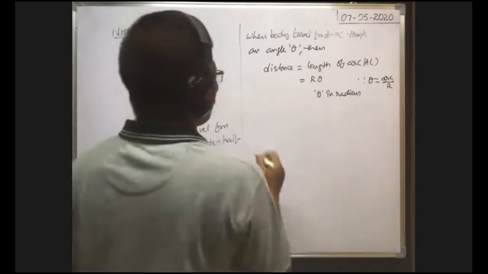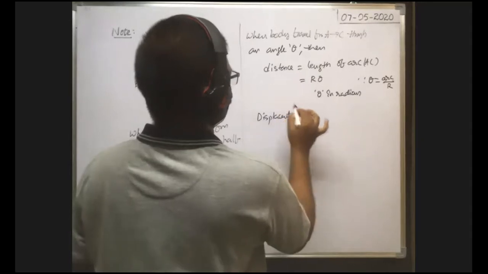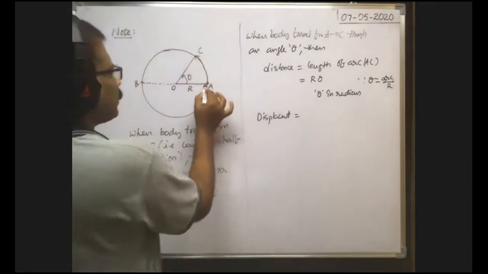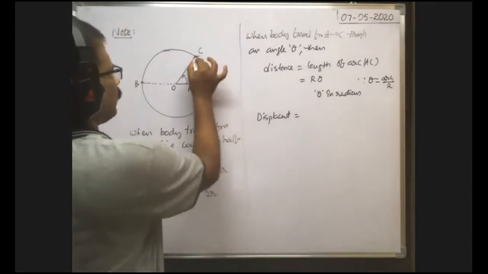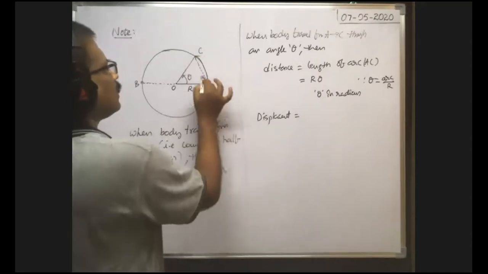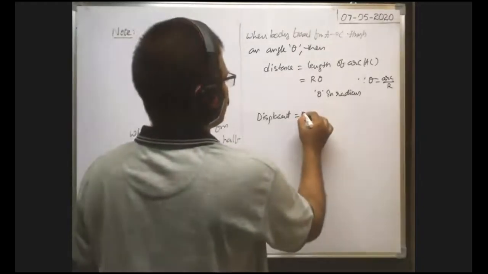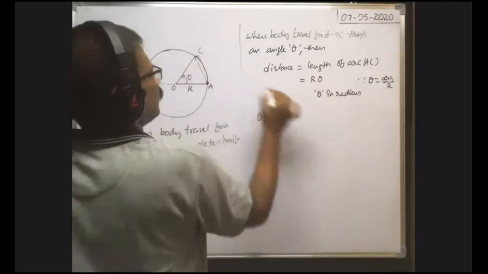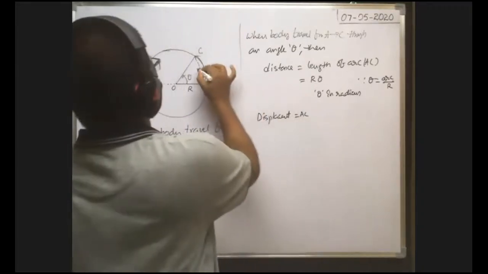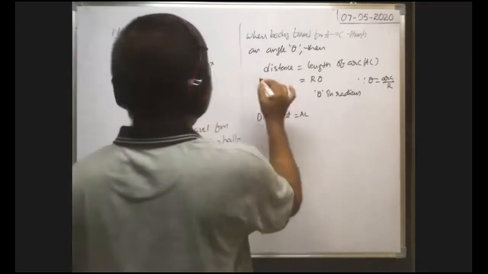In this case, what about the displacement of the body? Displacement means the initial point is this one, the final point is this one. The shortest distance between these two is this one, this is the displacement. So displacement is equal to AC. Say this length is x.